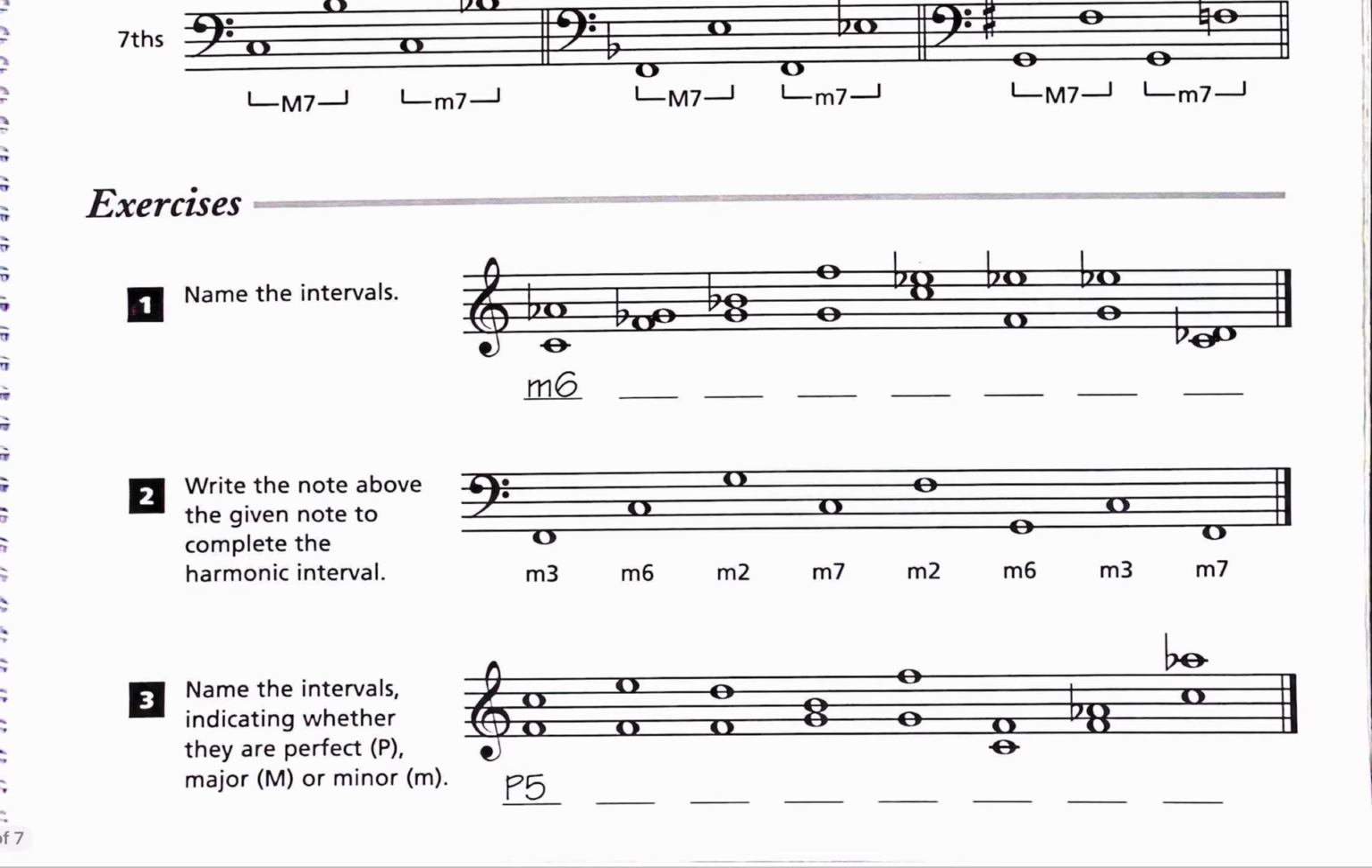So, first we're going to go through and put down the numbers of these intervals. This is a 2nd, 3rd, 7th, 3rd, 7th, 6th, 2nd.